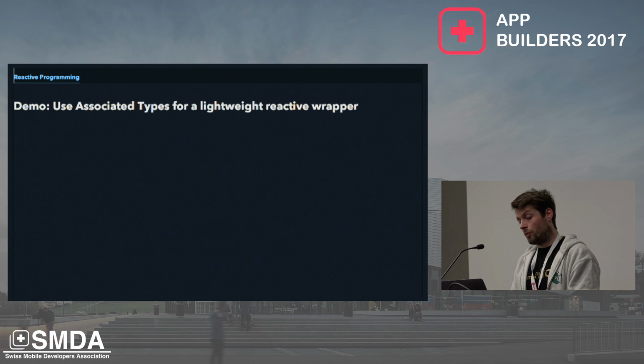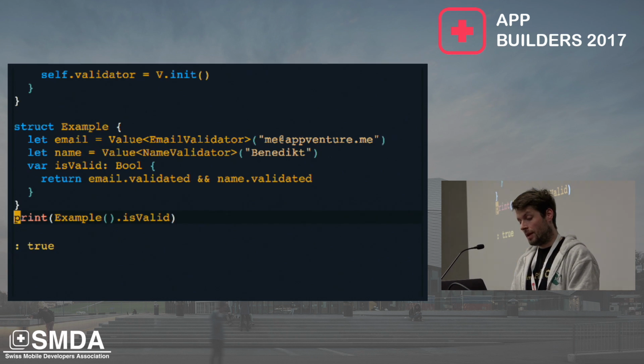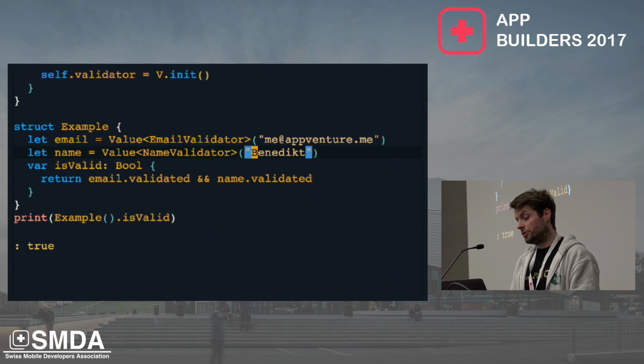By doing that, you can create an email value, for example, which is of type EmailValidator. You give it something, and then it will correctly do the validation. And the same here, you create a name validator, you give it something, and you do the validation. So this makes it easy to write validation code as properties in your code base, which can be used throughout the code base and are all based on the same protocol, which is the Validator protocol.